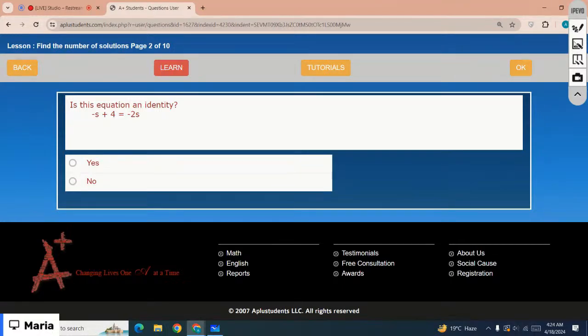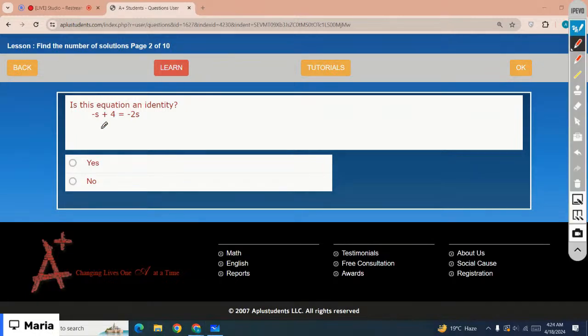Is this equation an identity? Okay, let's see. Solve this equation for s. 4 equals negative 2s plus s, so you have 4 equals negative s, and s equals negative 4. Is this an identity?